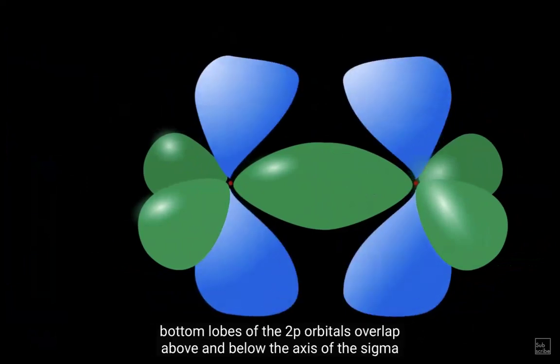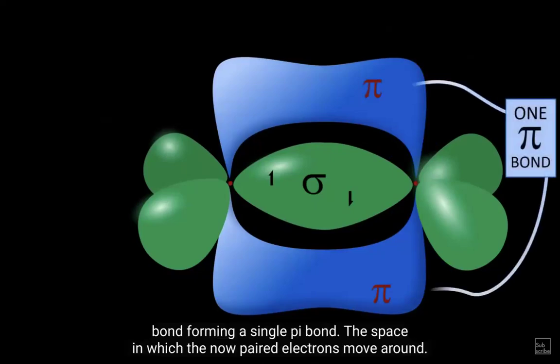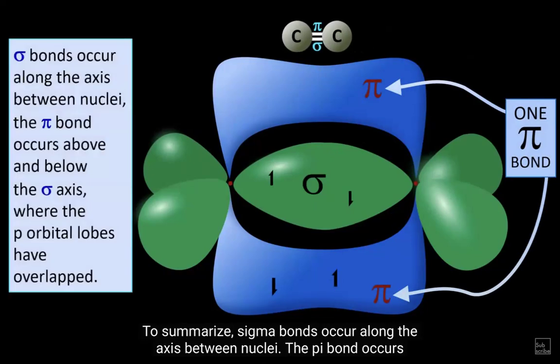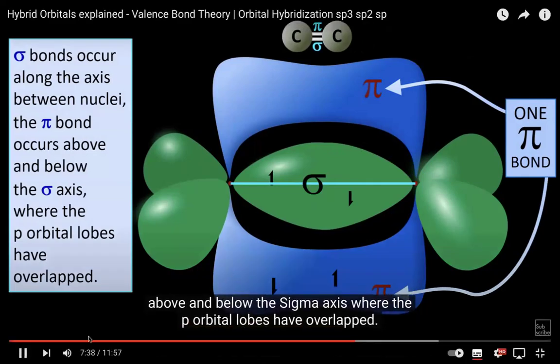The top and bottom lobes of the 2p orbitals overlap above and below the axis of the sigma bond, forming a single pi bond, the space in which the now paired electrons move around. The ball and stick model shows this double bond with two dashes. To summarize, sigma bonds occur along the axis between nuclei. The pi bond occurs above and below the sigma axis, where the p orbital lobes have overlapped.